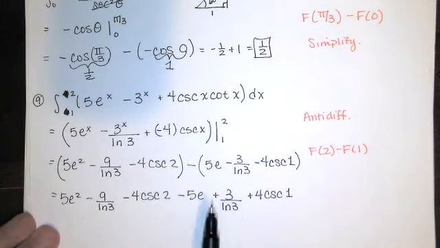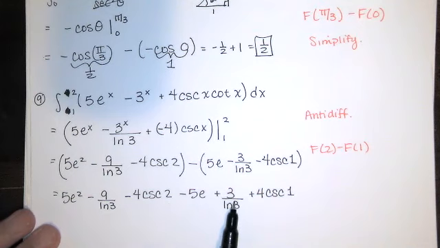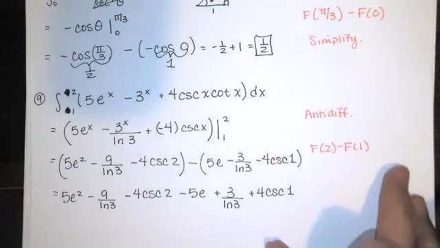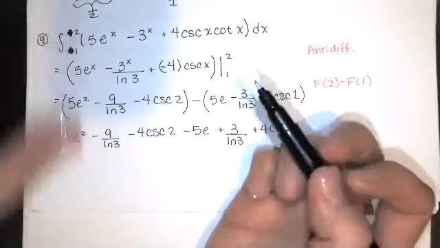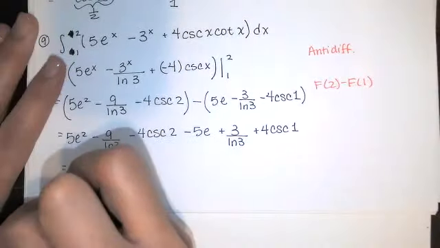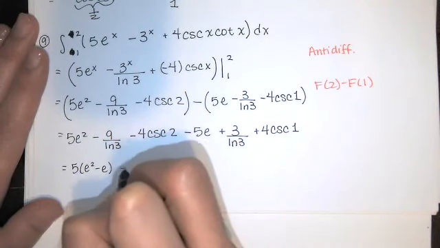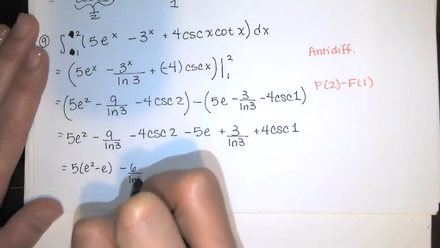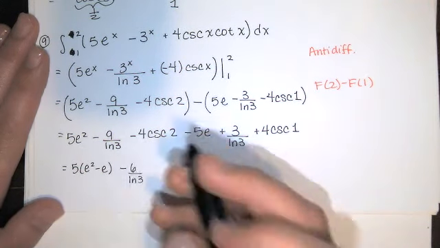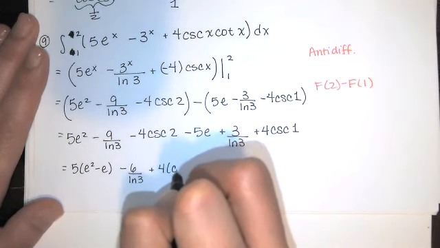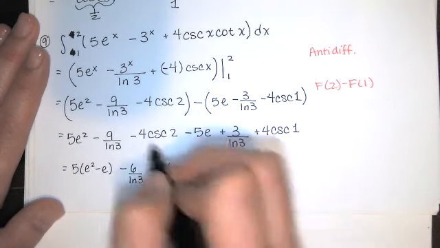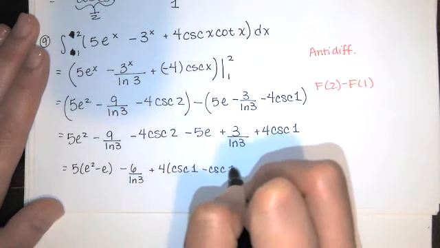The only thing that we can really simplify is this and this. It's like I've got negative 9 of them over here, plus 3 of them, so I've got negative 6 of them total. I guess we could group the e's together. We've got 5 times e squared minus e, minus 6 over natural log of 3. And I could group the cosecants, plus 4 cosecant of 1 minus cosecant of 2.